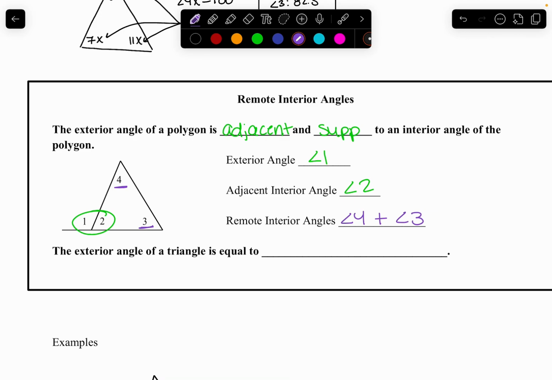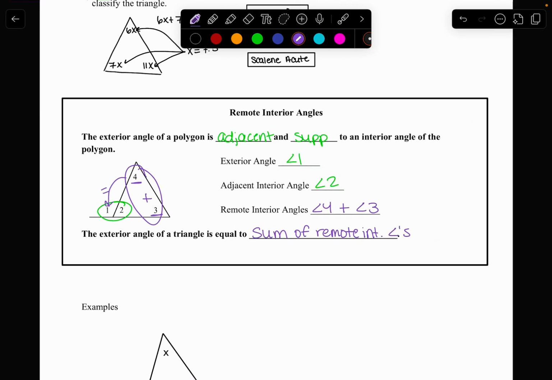And what's really cool is we can actually find the value of our exterior angle if we know the remote interior angles. So if we know those purple angles, we can find the exterior angle. The exterior angle of a triangle is equal to the sum, which means addition, of our remote interior angles. So what do I mean by that? I mean that angle 4 plus angle 3 added together is going to equal the value of angle 1.